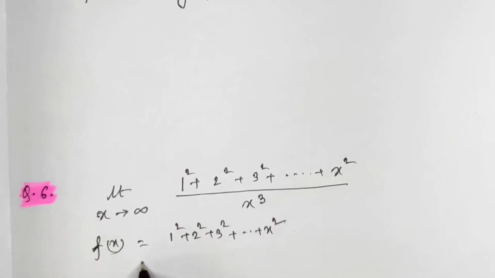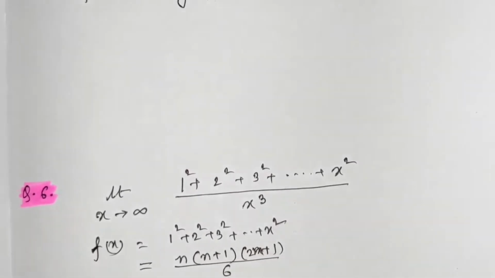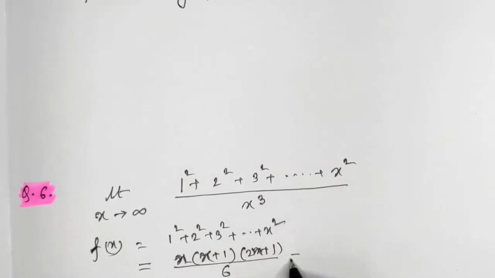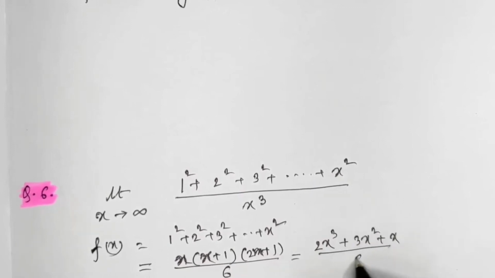That is nothing but the sum of the squares of the natural numbers. So we know its formula, and its formula is n into (n plus 1) into (2n plus 1) by 6. I hope all of you remember this one. Here I have written n, but as it is in terms of x, instead of n we should write x. If we simplify this, we find the value is (2x cube plus 3x square plus x) divided by 6.